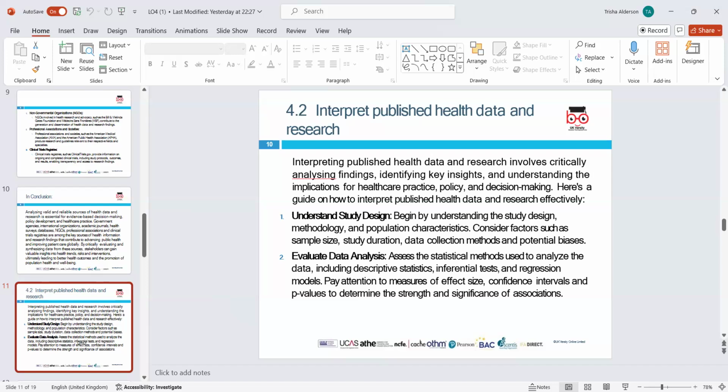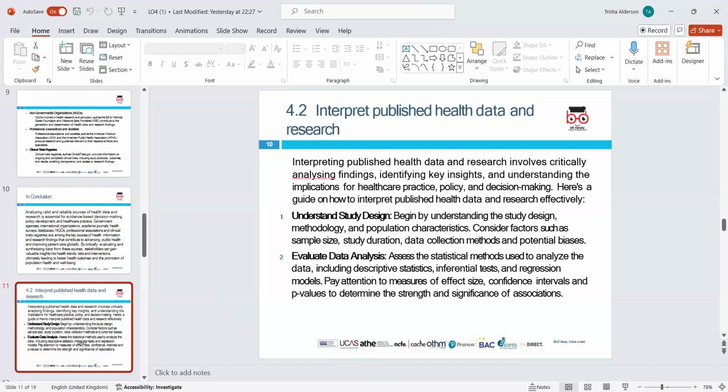We need to understand study design. By understanding the study design, methodology and population characteristics, consider factors such as the size of the sample that's used, the study duration, how long did it last? Was it like days, weeks, hours, months, years? And what data collection methods did they use? And were there any potential biases? Did they tend to favour older people rather than younger people in a survey? What biases did they have?